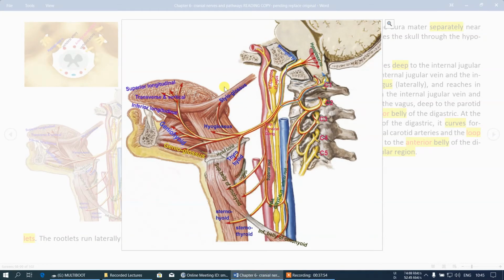Styloglossus is supplied separately. You should remember the intrinsic muscles: superior longitudinal, inferior longitudinal, transversus and vertical. These are all intrinsic muscles. And the extrinsic muscles are geniohyoid, genioglossus, hyoglossus and styloglossus. They are extrinsic muscles coming from the bony parts and inserting on the tongue. So the second name will be glossus and the first name will be different parts of the bone.